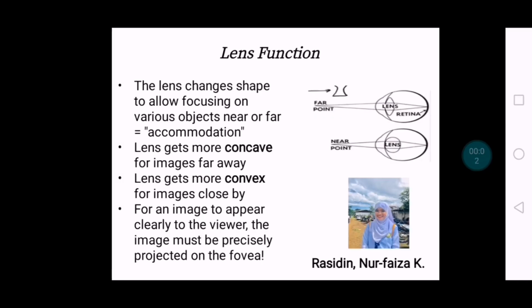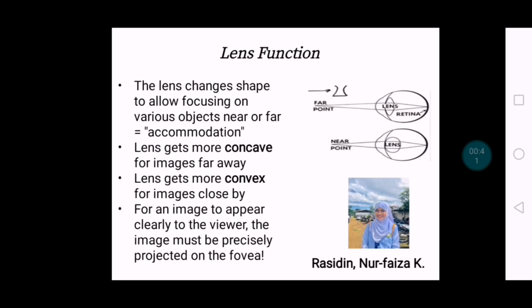So let's proceed to the lens function. The lens changes shape to allow focusing on various objects near or far, called accommodation. When we say accommodation, in medicine, it is the ability of the eye to change its focus from distant to near objects and vice versa. This process is achieved by the lens changing its shape. Accommodation is the adjustment of the optics of the eye to keep an object in focus on the retina as its distance from the eye varies.